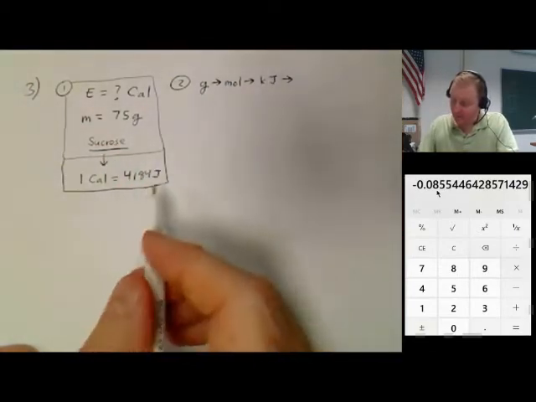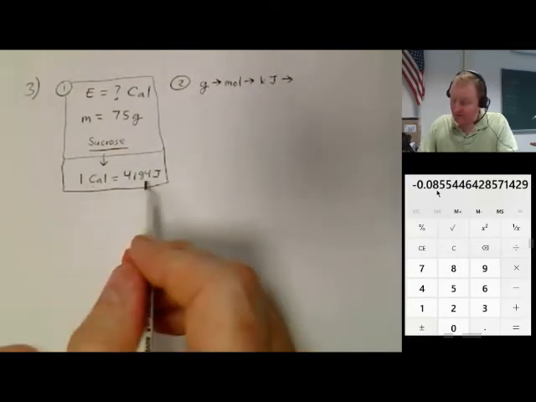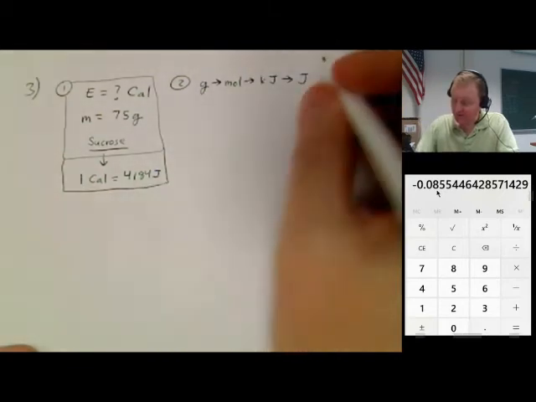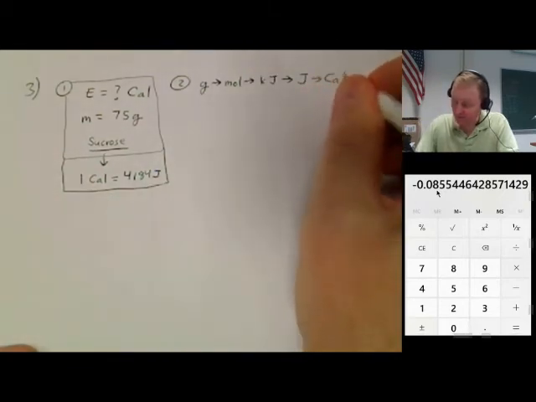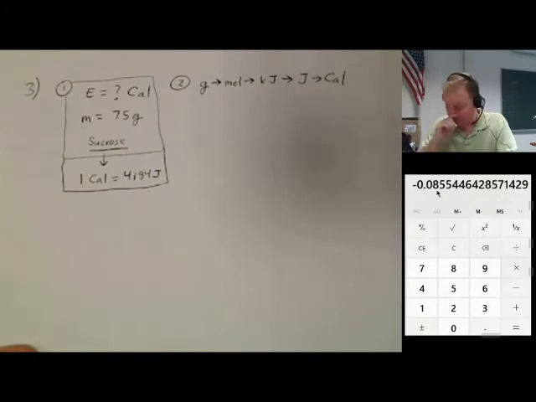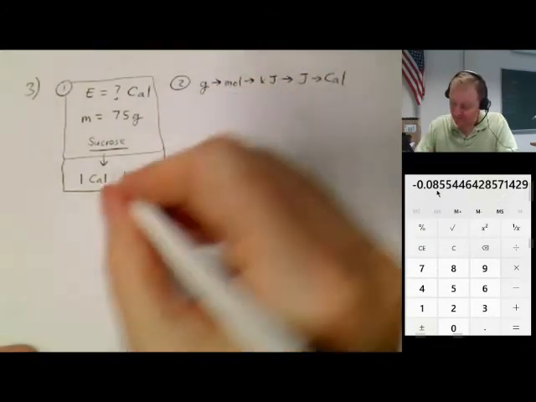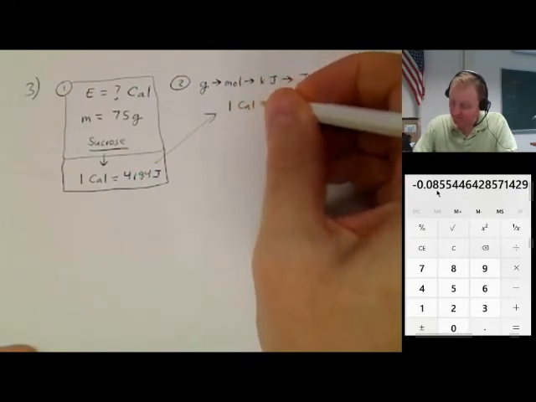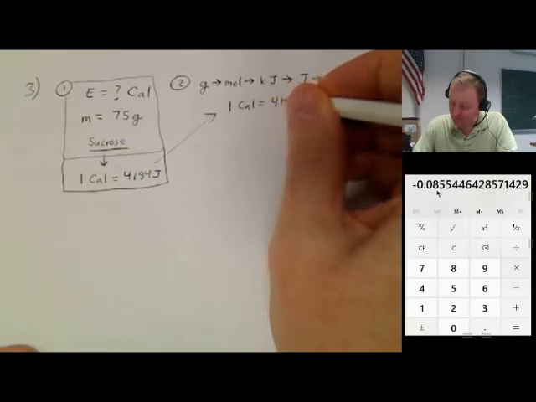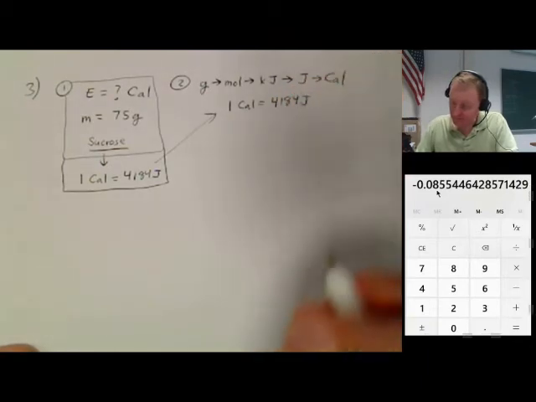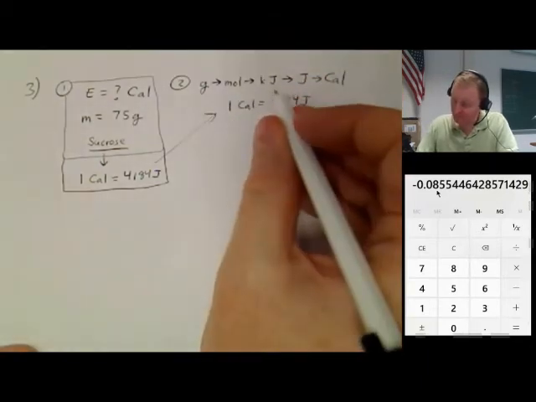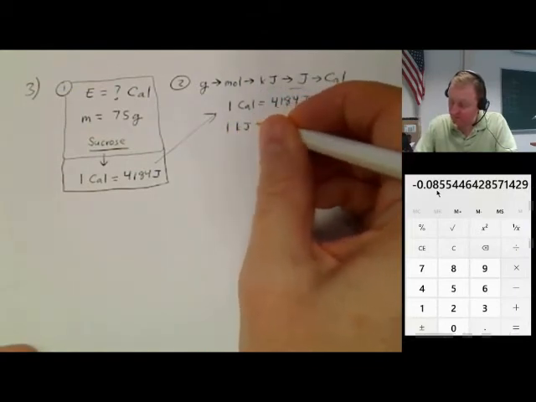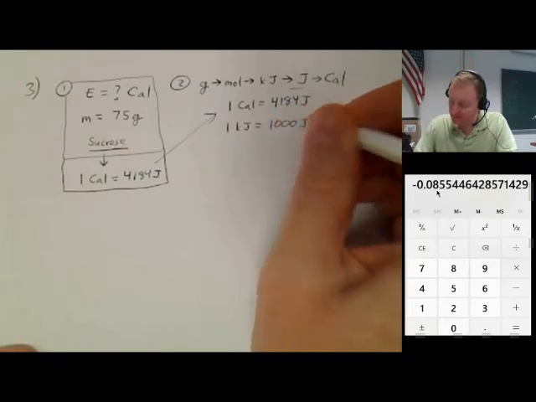So I got to convert kilojoules into calories, but this is joules. So I need to convert the kilojoules into joules, and then let's convert those joules into calories. And so that's my game plan here. What's given: for every 1 calorie, there's 4,184 joules. Kilojoules to joules, I know that for every 1 kilojoule, there's 1,000 joules.